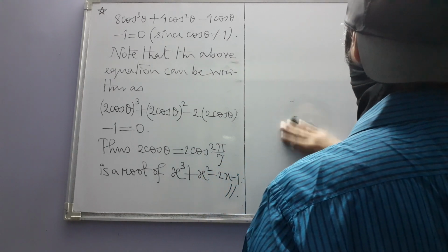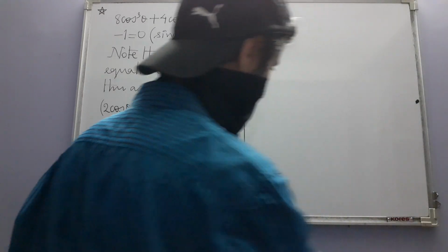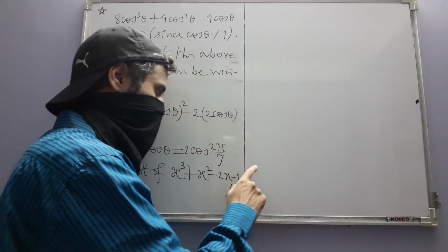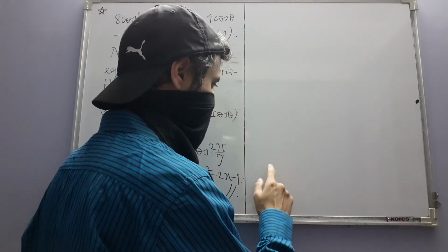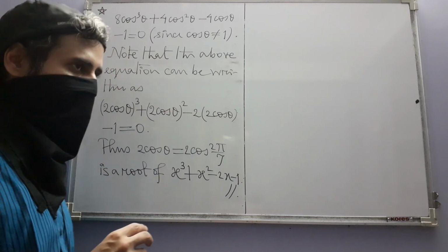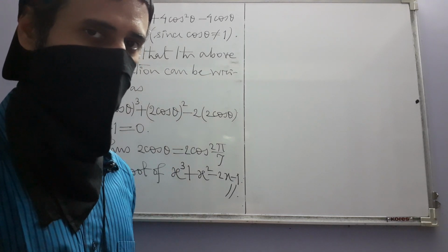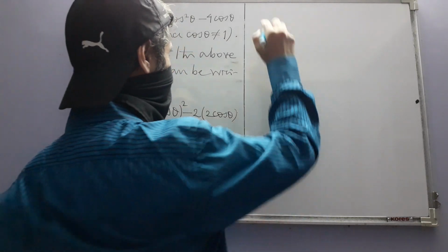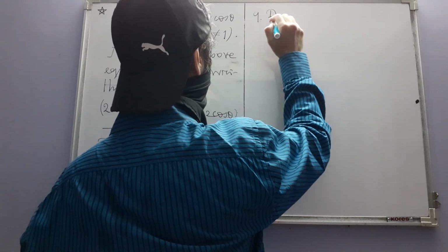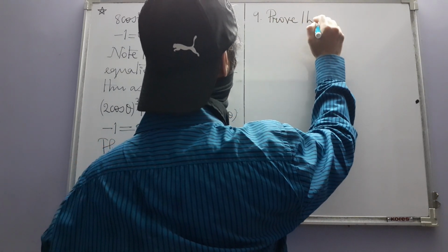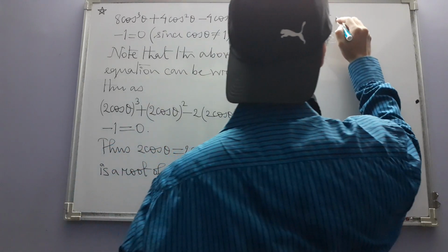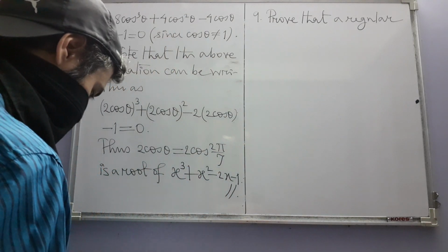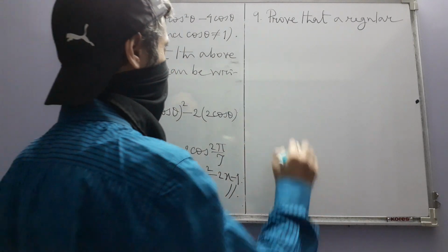So these things are fine, but let us now in the next exercise recall something that we did in the previous video. Namely, we proved that an angle theta is constructible if and only if cos theta, that real number, is constructible. Now we are going to apply this result in this exercise. Prove that a regular pentagon is constructible.